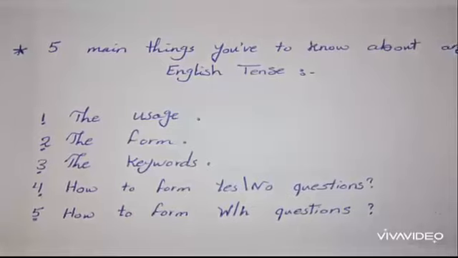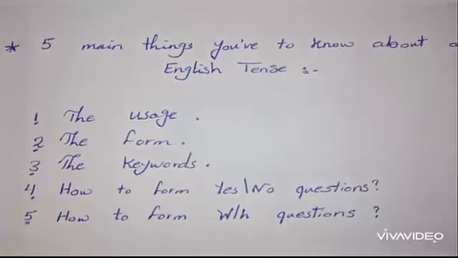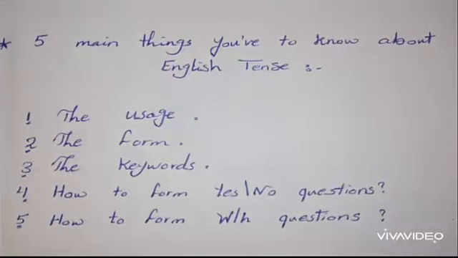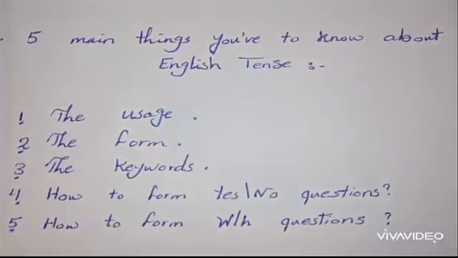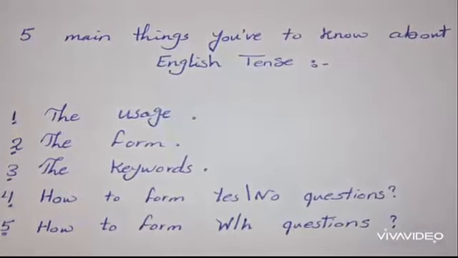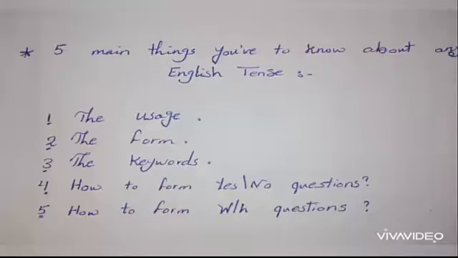Okay, now I want you to remember that you have to know 5 main things about any English tense. Number 1, the form of the tense. Number 2, the usage of the tense. Number 3, the key words of the tense. Number 4, how to form yes/no questions in the same tense. And number 5, how to form WH questions in the same tense.